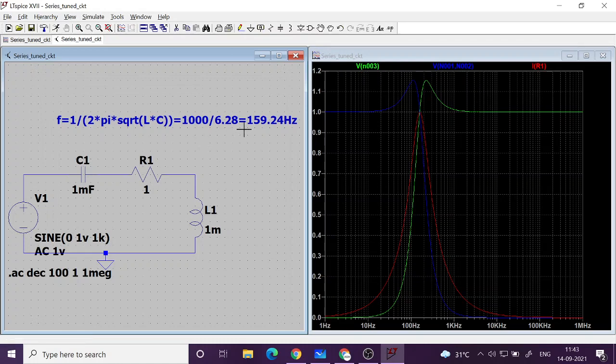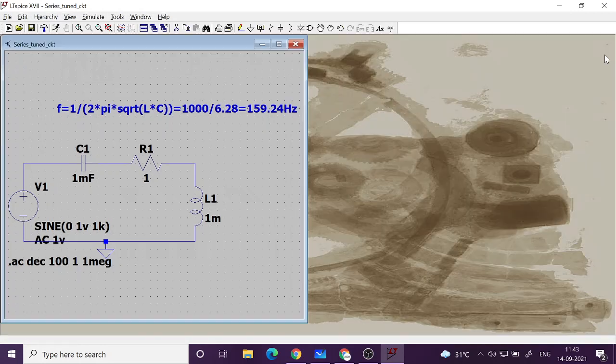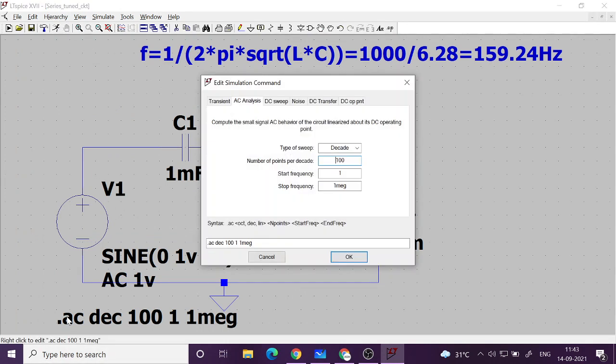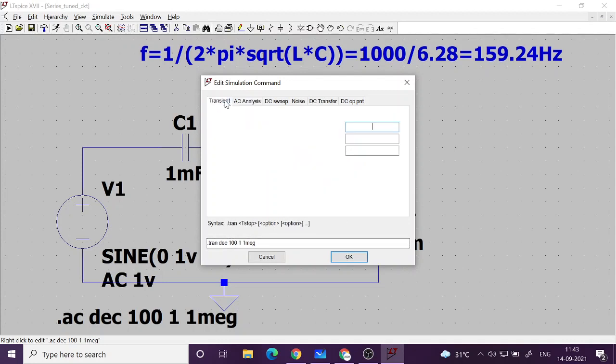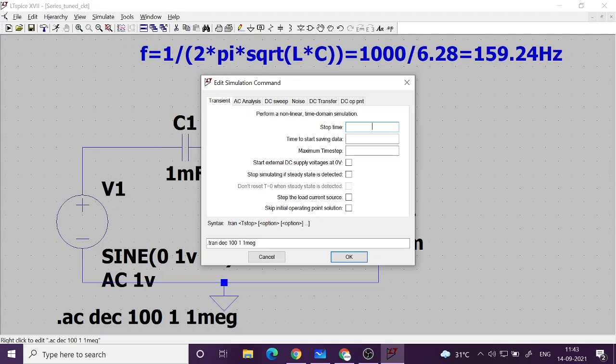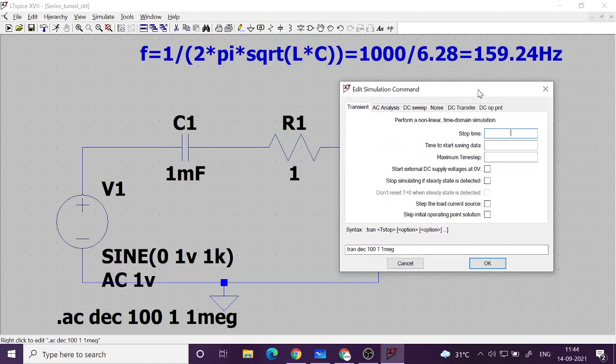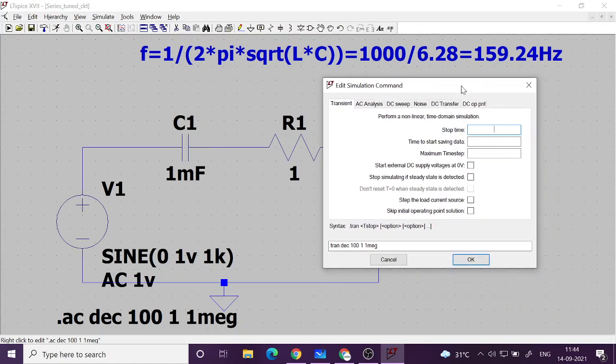So you go to this 159.24 hertz. This is another analysis. Instead of giving AC analysis, you do transient analysis. In transient analysis you can give a stop time. The stop time should be decided according to the number of cycles you want to see. Our frequency is 159 hertz, and if you take the inverse of that, you will get the time period.